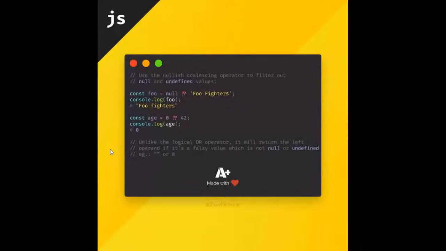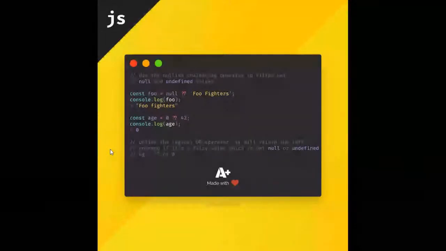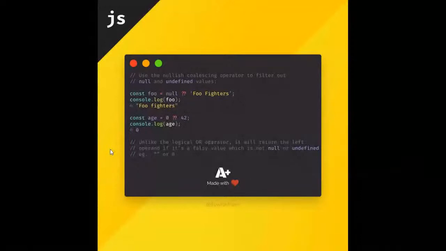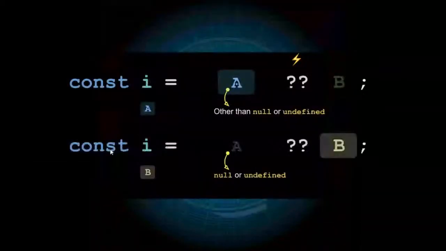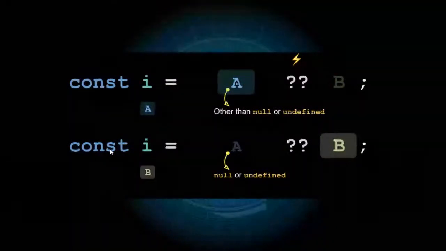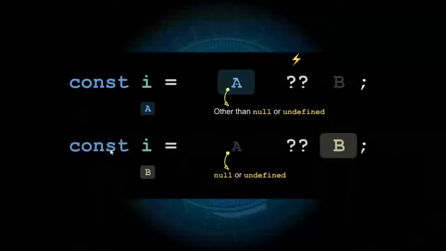These double question marks allow you to say, hey, is foo null or is it a string? We are going to console log foo, and then we should see foo fighter. That way there's no missing values being passed into our function or our code. Here's another example, which is saying essentially, as long as it's other than null or undefined, then we want to return something, or if it is null or undefined, then we want to return B.